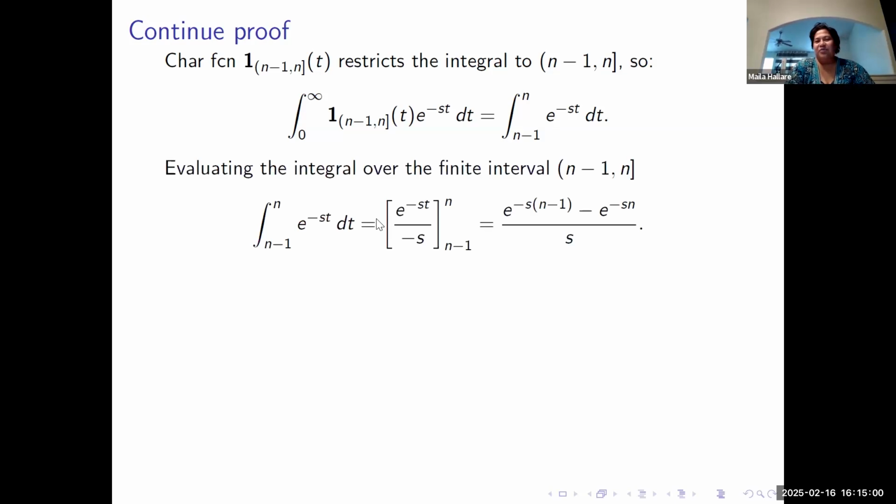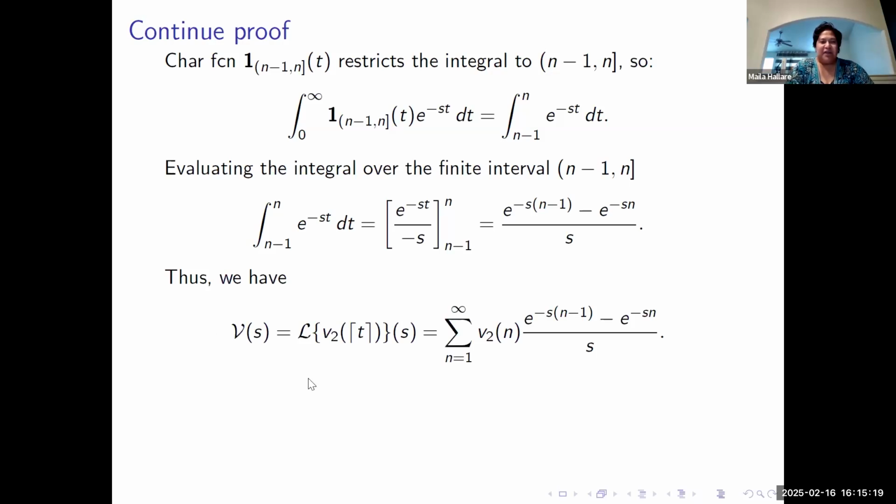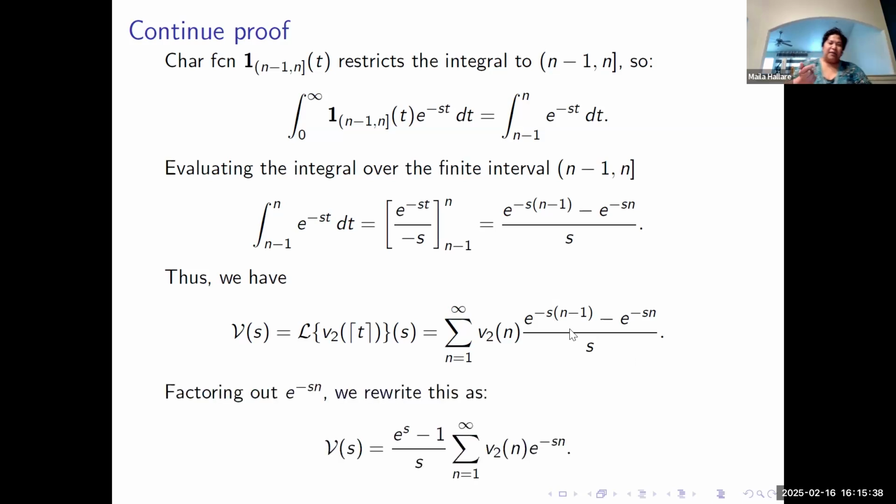Yep. So now we are in our happy place in calculus 1 because this one can be solved by the fundamental theorem of calculus. So this integral can be solved in this way. Plug in the top, minus plug in the bottom. In the end, that will be our integral. So the next step is just cleaning things up. So plug and chug what you have computed before. So the Laplace of the 2-Adic valuation of the ceiling is now equal to this thing. Okay, so now we have our coefficients, V2 of n, and this expression here coming from the Laplace.